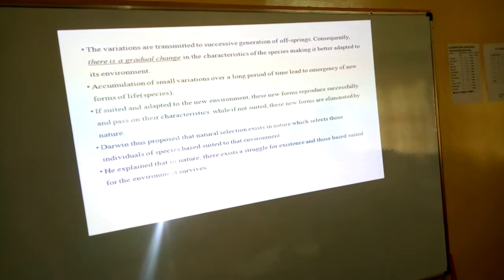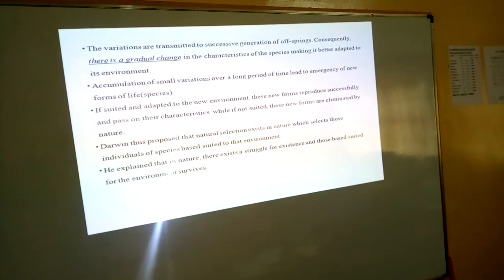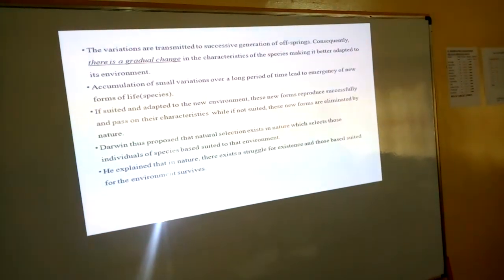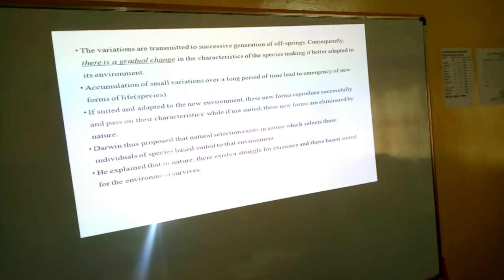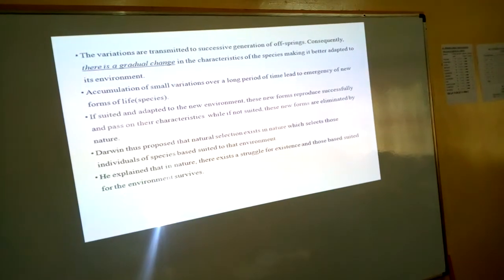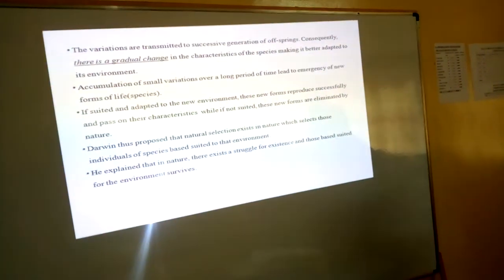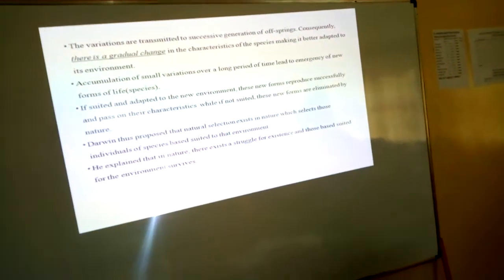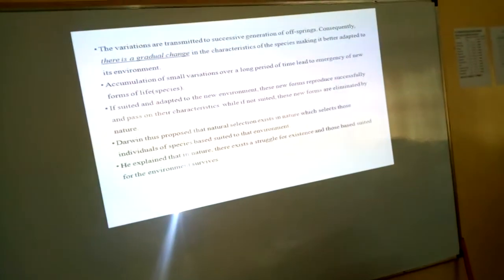Then we have survival of the fittest. What is survival of the fittest? Offspring with favorable characteristics survive to maturity and reproduce organisms of the same type, while those with less advantageous characteristics do not survive. They are eliminated.